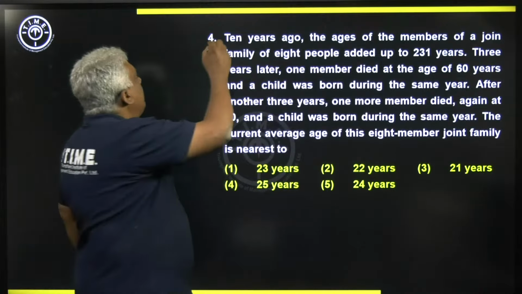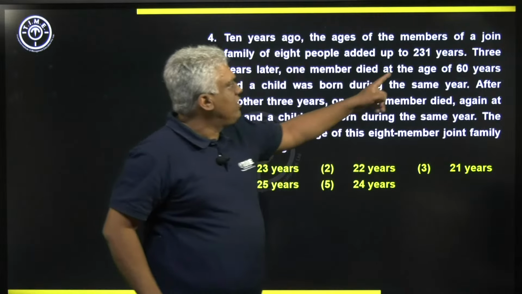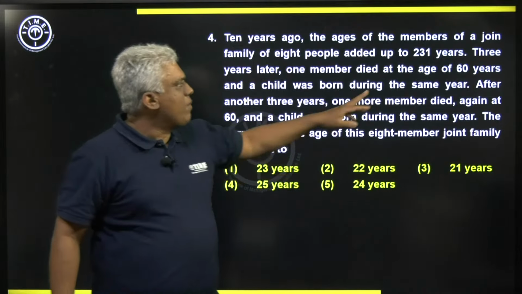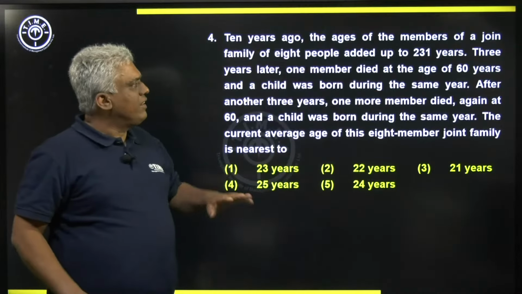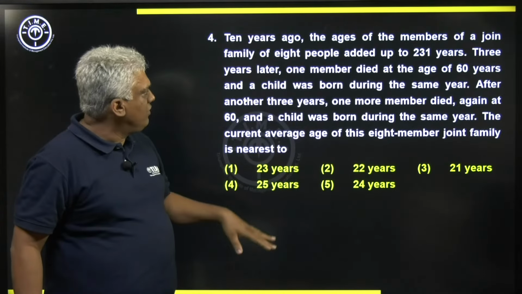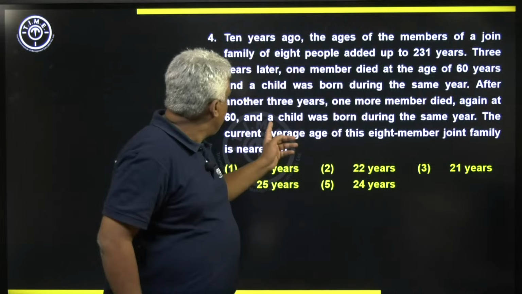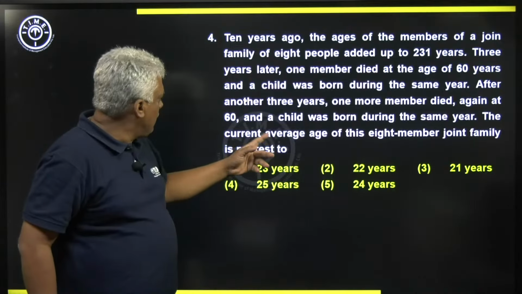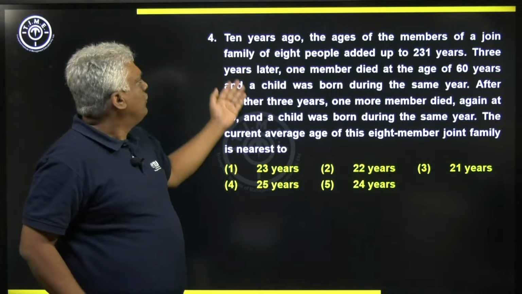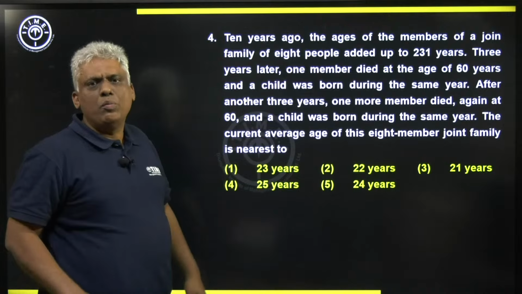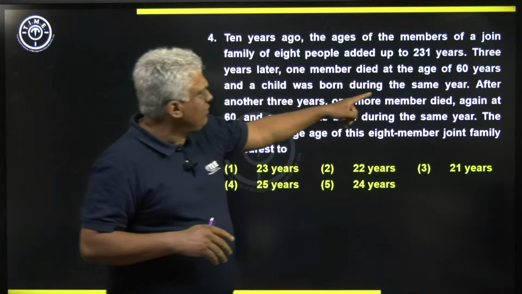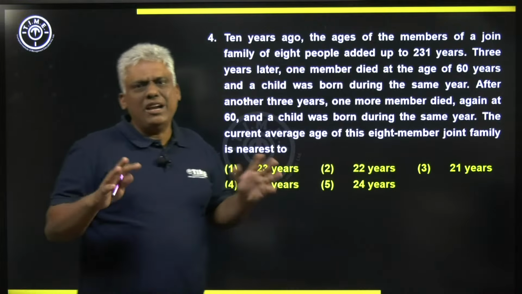So age was 233. Then after 3 years, everybody will gain 3 years, so plus 8 into 3, and then we'll minus 60. Again after 3 years, again you add 8 into 3, again minus 60. So 6 years are gone, and they're asking for the current average of the members, right? And this is 10 years ago. So 6 years passed, you have to add 4 more years. So just find the average after 6 years, then again add 4, right? That way you can do it.